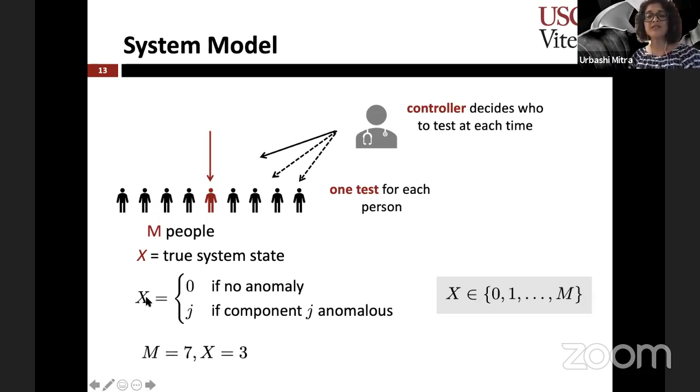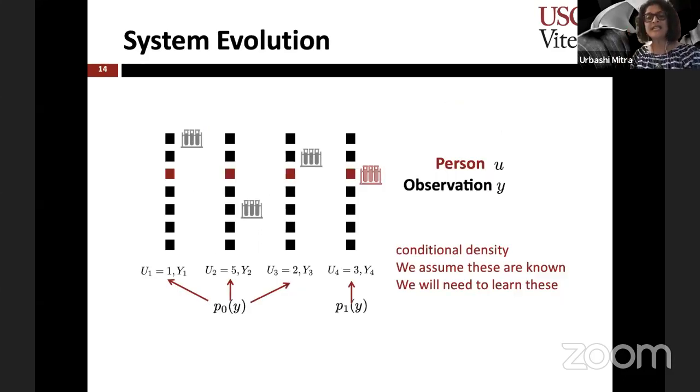And so what I'm trying to figure out is this X, which is my true system state. Which one of these M people is in fact infected? And we can see as time goes on, I will pick different individuals to test, and that's going to be my control or my experiment.